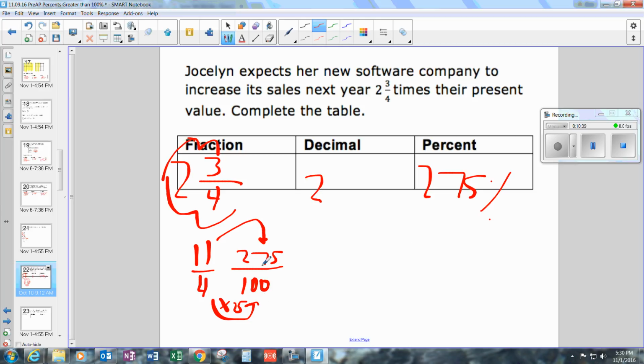What would that be as a decimal? 100 goes into 275 two times. What do you have left over? 75. So 2 and 75 hundredths. And that is our decimal equivalent.